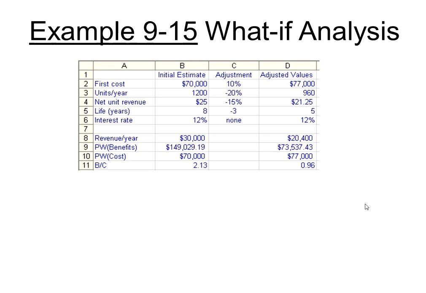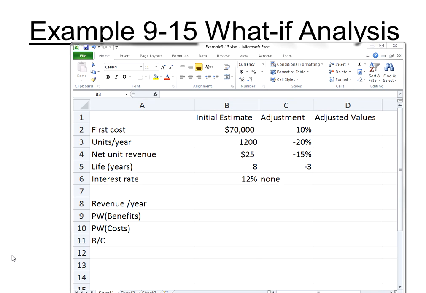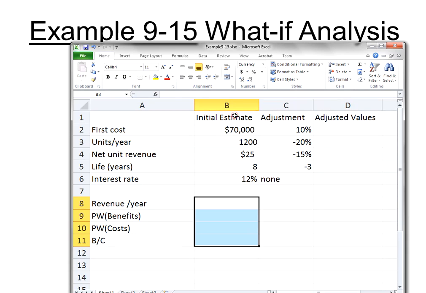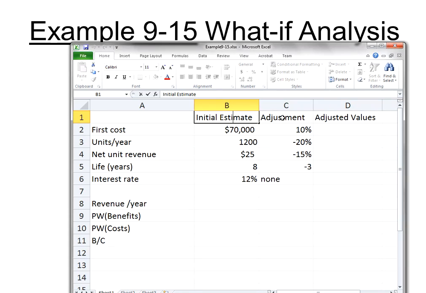And last but not least, I want to take a look at this example 9.15. So I'm going to go ahead and open the Excel file and take a look at that. So here I open the Excel file where I already have entered the initial cost, units per year, net unit revenue, life in years, interest rate for our initial estimate, and also in terms of the adjustment.